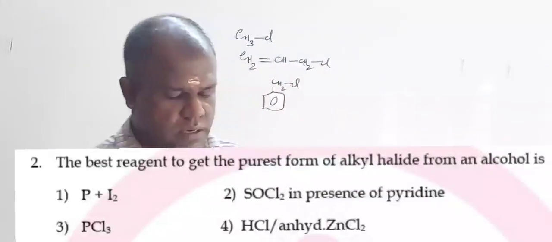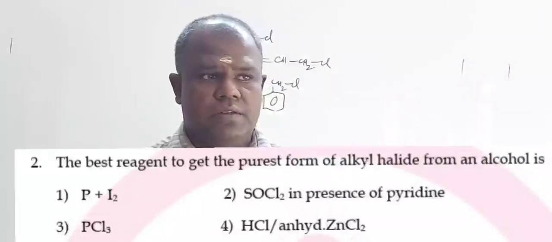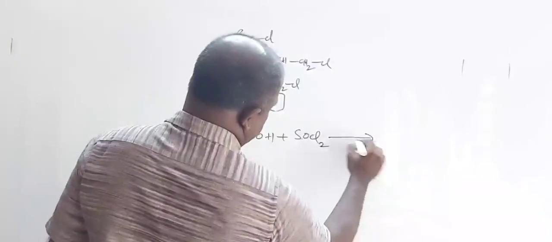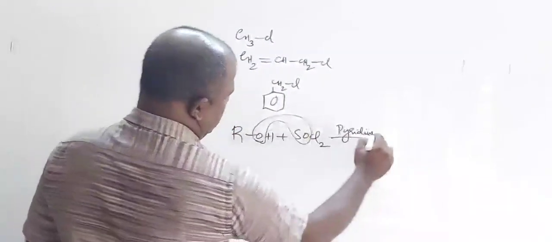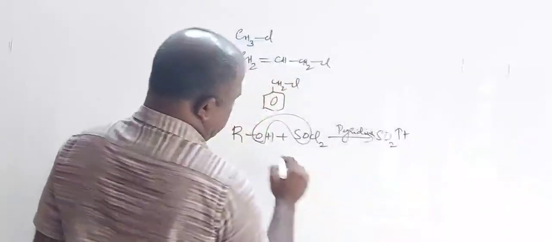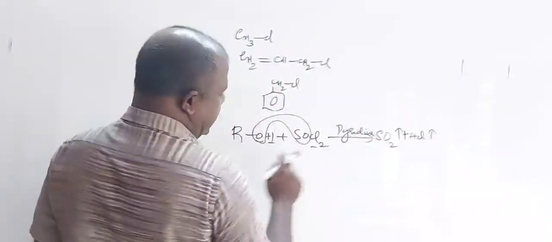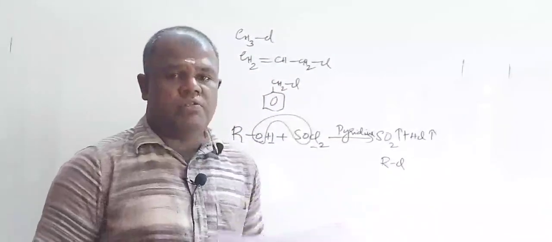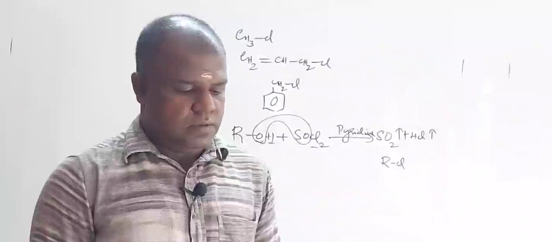Next is number 2: the best reagent to get the purest form of alkyl halide from alcohol. You know the reaction with thionyl chloride and pyridine. When alcohol reacts with SOCl2 in the presence of pyridine, this oxygen combines with SO to form SO2, which is a gas, and this H combines with Cl to form HCl, which is also a gas. Since these two byproducts are gases, you get the pure form of RCl. That is why this is used to prepare pure RCl from alcohol. Darzens method, that is the name. You find the answer. Question number 3.